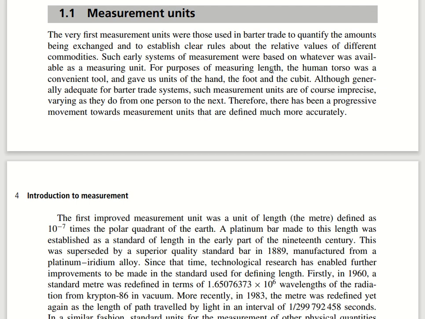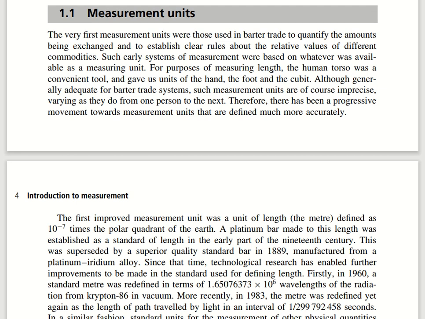So the first measurement unit which was found or improved for measurement was the meter, the measurement of length or distance, right? And how did it get defined? It is defined as 10 raised to minus 7 times the polar quadrant of the earth.